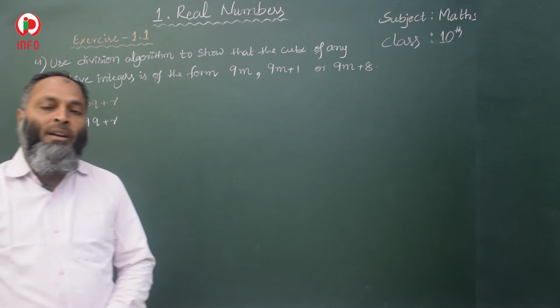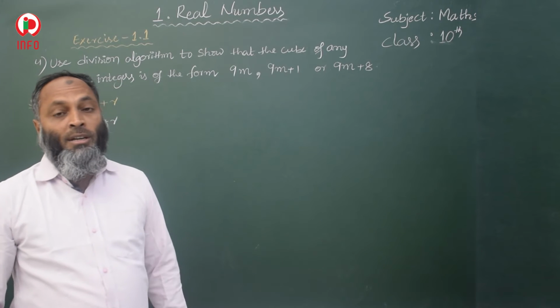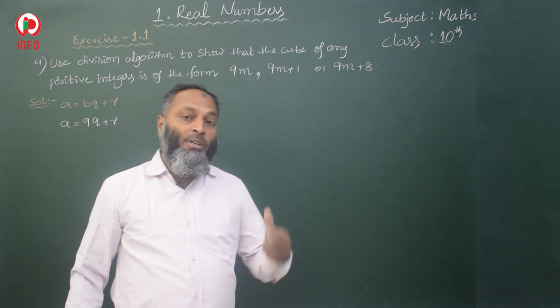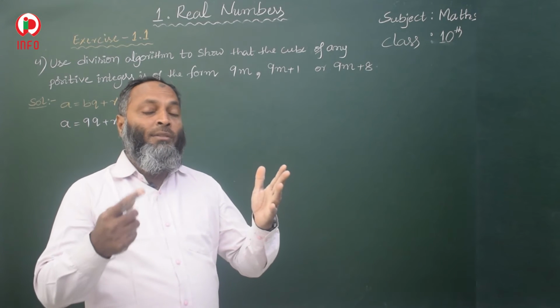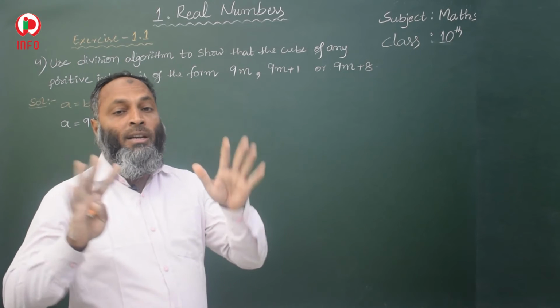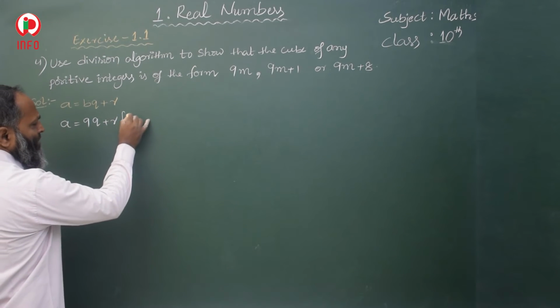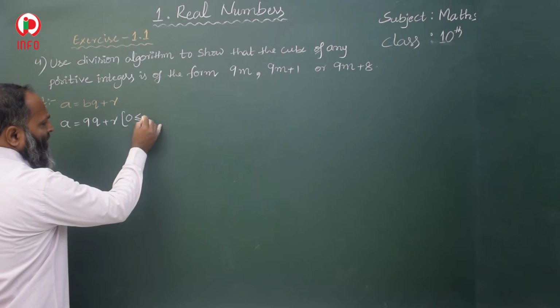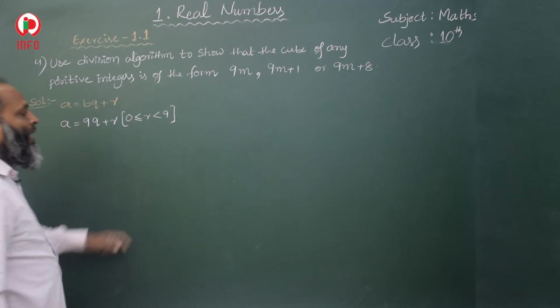then how many remainders will you get? 9 remainders you will get. What are the remainders? That is 0, 1, 2, 3, 4, 5, 6, 7, 8. In total 9 remainders. When we divide with 9, the remainders are from 0, 0 ≤ r < 9. Less than 9 means till 8.